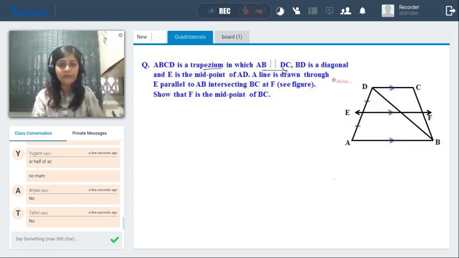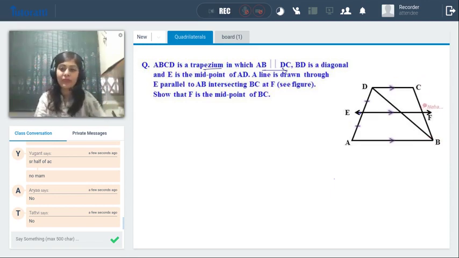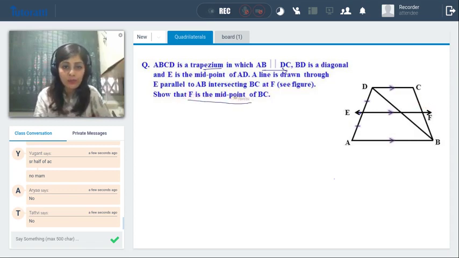Next, a line is drawn through E parallel to AB and intersecting BC at F. Students, pay attention. From E, we have drawn a line parallel to AB. So EF is parallel to AB and it intersects BC at point F. Show that F is the midpoint of BC. Students, first thing now, look at what you need to prove.